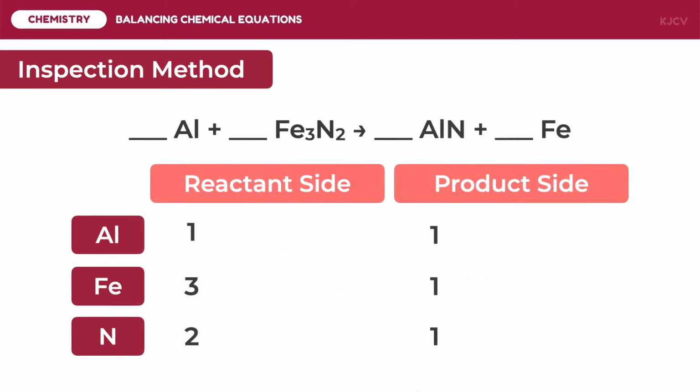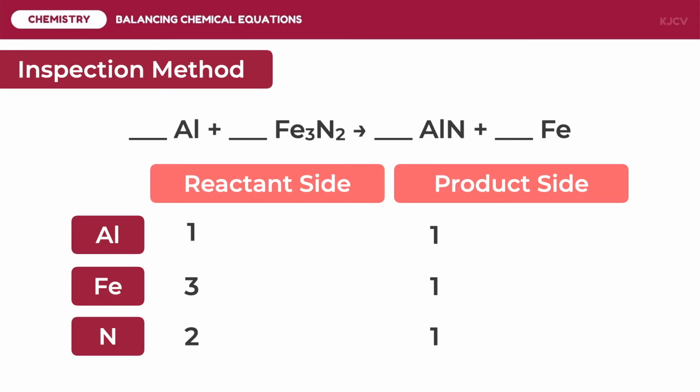Since the inspection method is a trial and error method, there is no exact rule on what substance to adjust first. But a technique in balancing using the inspection method is to balance the substance which is alone and or divisible by the number of the other side. Here, we can see that we can adjust either iron or nitrogen, but we need to consider which substance will be easier to adjust.